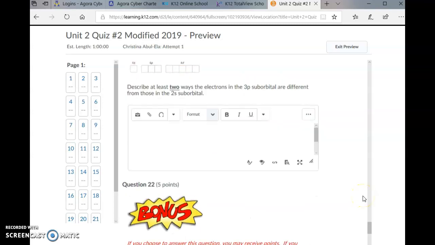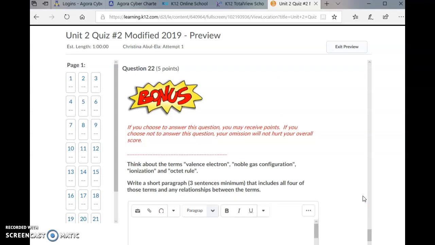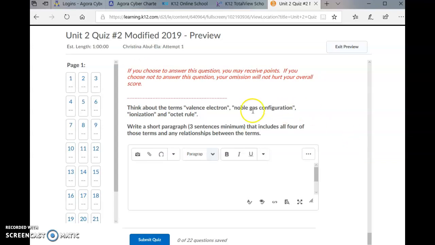And then finally, the last question is optional. It will not hurt you if you try it and get it wrong. You do not have to try it. It is bonus, 5 points if you get it correct. Think about the terms valence electron, noble gas configuration, ionization, and octet rule. Write a short paragraph, 3 sentences minimum, that includes all 4 of those terms and any relationships between the terms.